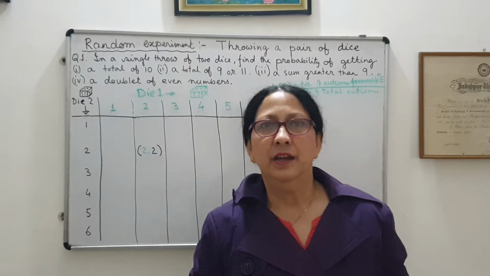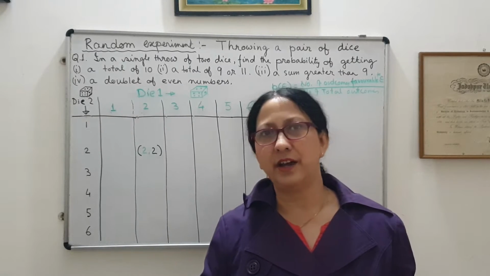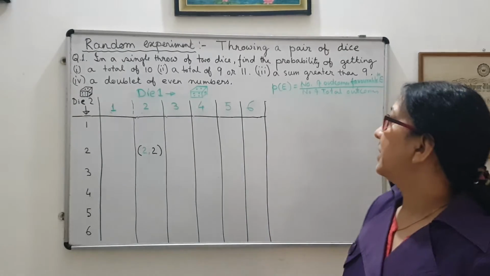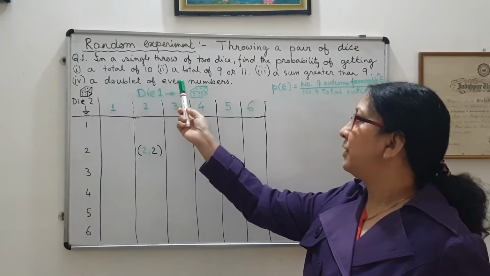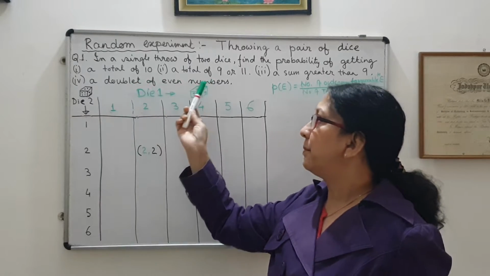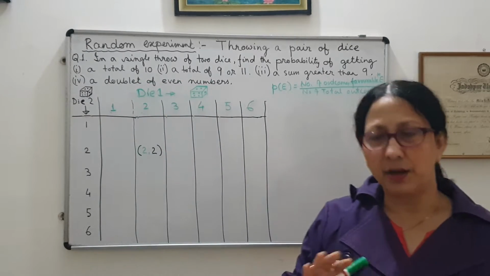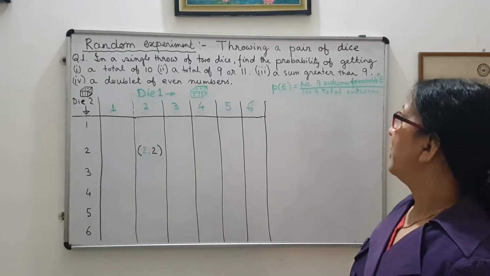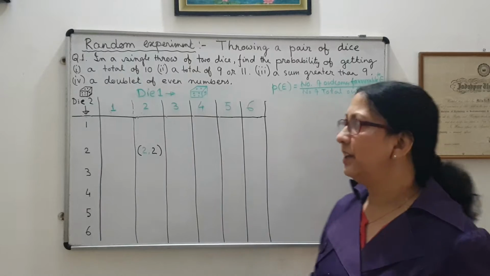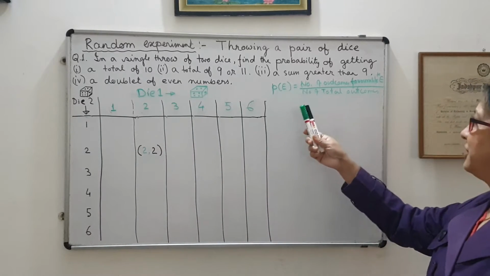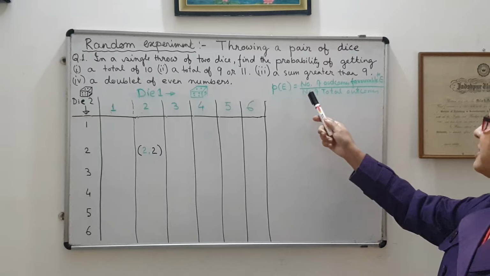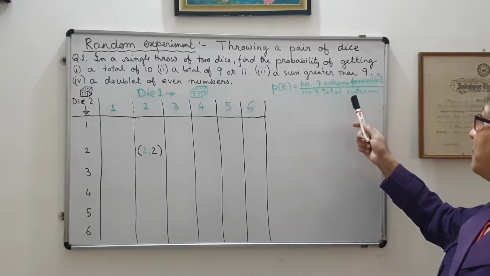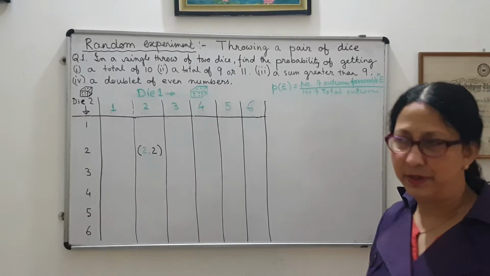Doublet means the numbers on both dice will be the same. A doublet of even numbers means two same even numbers will come up on the dice after throwing. So we have to find the probability of these four events, and we'll be using the theoretical definition, that is, the probability of an event is the number of outcomes favorable to the event E upon the number of total possible outcomes of the experiment.